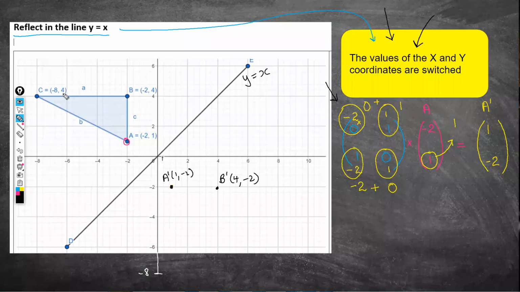C, if we switch the values, would be what? (4, -8). It will be somewhere down here. C prime is (4, -8). And of course, if we connect this up, we get a triangle. That's the reflection of the first triangle in this line.